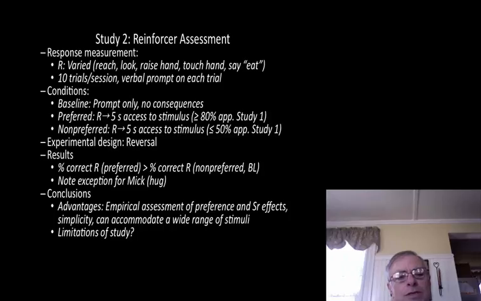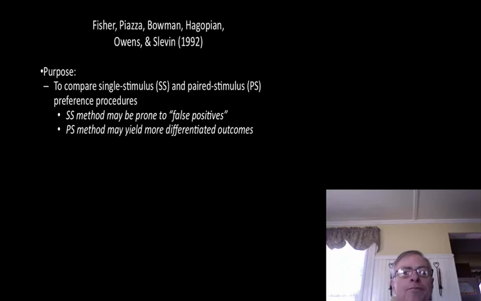So basically what they're saying here, the advantage is the empirical assessment of preference and reinforcer effect, and simplicity. It's very simple and it can accommodate a wide range of stimuli. What were the limitations on this study? Takes a long time. Not going to get a teacher to do it. Not going to be able to run this in a situation where you've got 10 or 15 or 20 kids in a classroom. Preference assessment is basically the way to go.